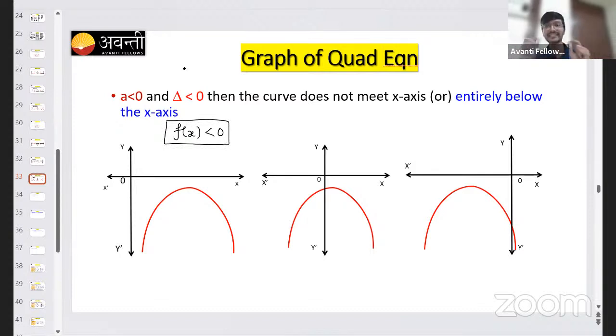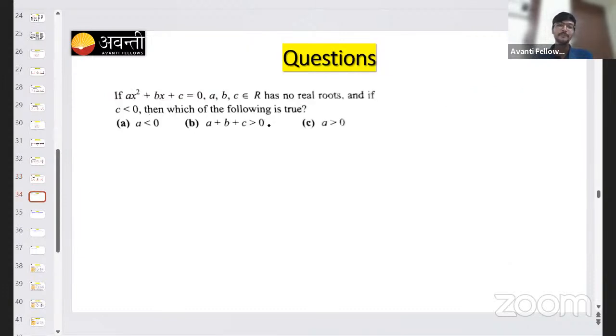So these are 6 cases. Let me tell you: in case 1, we had 3 sub-cases depending on delta. Case 1: a greater than 0, delta greater than, equal to, less than. Case 2: a less than 0, delta greater than, equal to, less than. So in total, we have 6 graphs depending on different conditions. So let's look at the question now, how questions come, because ultimately you should know how to solve them. Let's take this one.